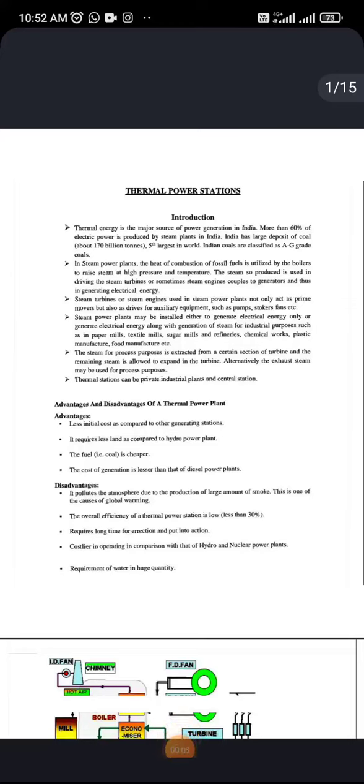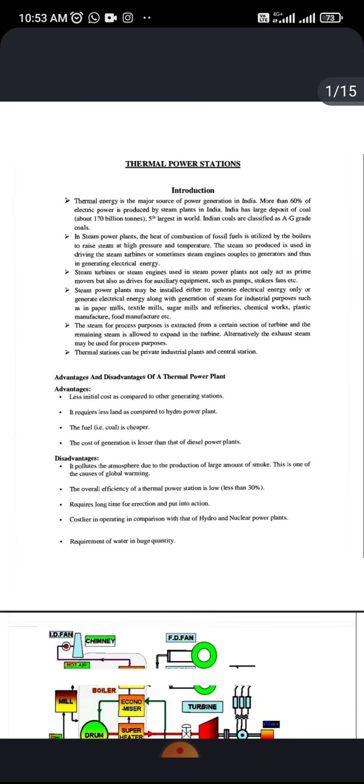Today my topic is thermal power station, and this is a basic and small introduction to the thermal power station. As we know, thermal energy is the major source of power generation in India, and more than 60% of electric power in India is produced by steam power plants.